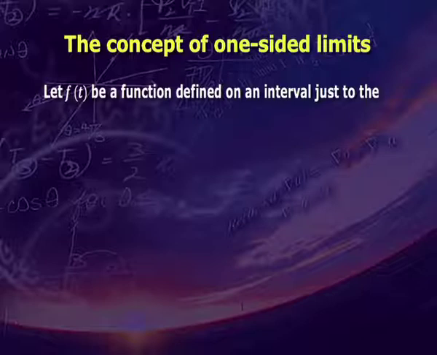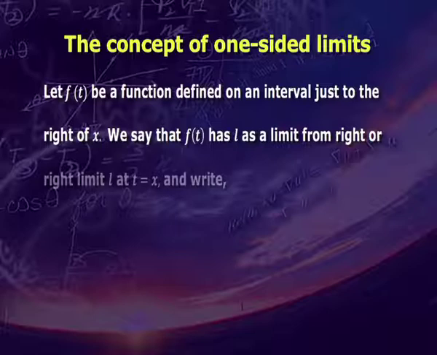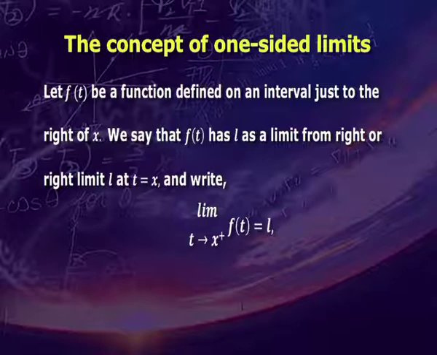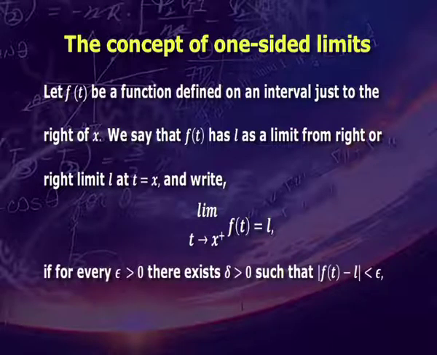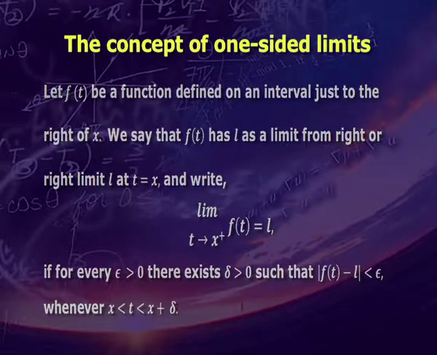Let f(t) be a function defined on an interval just to the right of x. We say that f(t) has L as a limit from the right, or right limit L, at t equal to x, and write the right limit of f(t) as t goes to x+ equal to L, if for every epsilon greater than 0 there exists delta greater than 0 such that |f(t) - L| is less than epsilon whenever t is greater than x and less than x + delta.